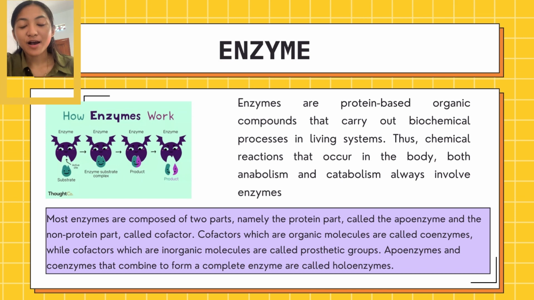Most enzymes are composed of two parts, namely the protein part called the apoenzyme and the non-protein part called cofactor. Cofactors which are organic molecules are called coenzymes, while cofactors which are inorganic molecules are called prosthetic groups. Apoenzyme and coenzyme that combine to form a complete enzyme are called holoenzyme.